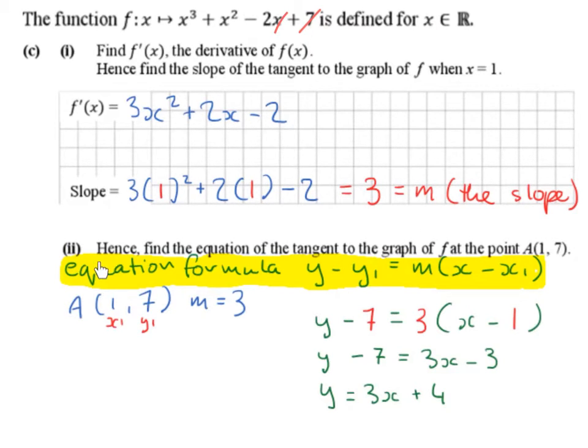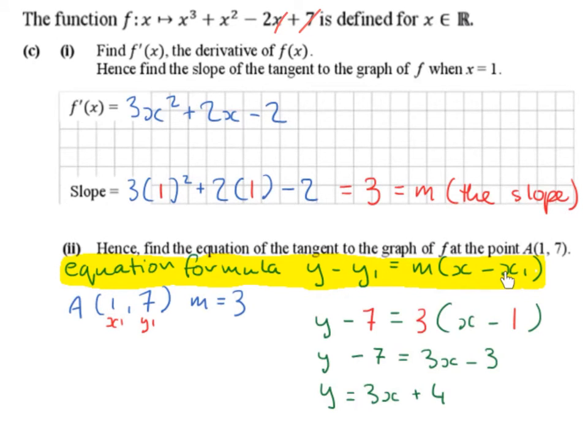Part 2. Hence, find the equation of the tangent to the graph of f at the point A, 1, 7. We need to use our equation formula given to us in our formula book. y minus y1 equals m times x minus x1. So we're going to use the point that was given to us, which is A, 1, 7. And we're going to label the 1 as x1 and the 7 as y1. And we have m equal to 3. We got the slope to be 3 up here.